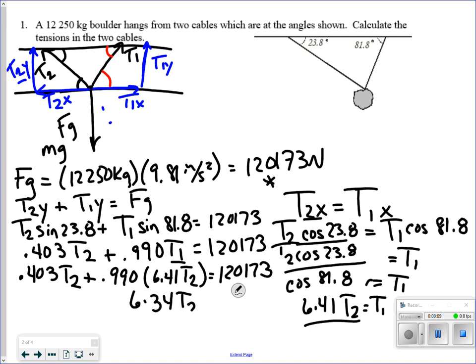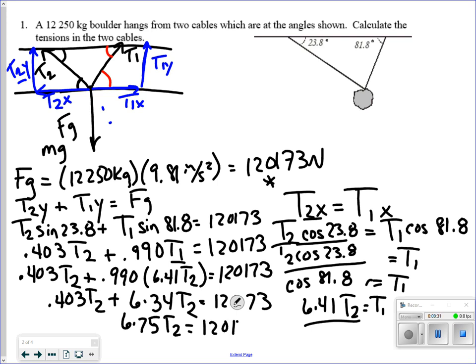6.34 T2 plus 0.403 T2. I'm just going to do the algebra here, and then I will get to it. All right, and we're going to add on our 0.403, 6.75 T2 equals 120173, and do some division. Oy, oy, oy. Eventually we'll get to an answer.